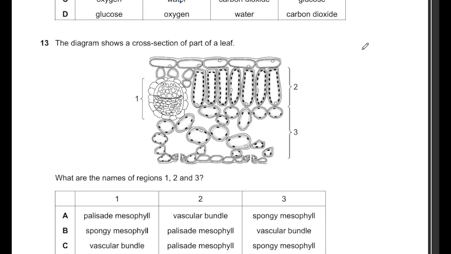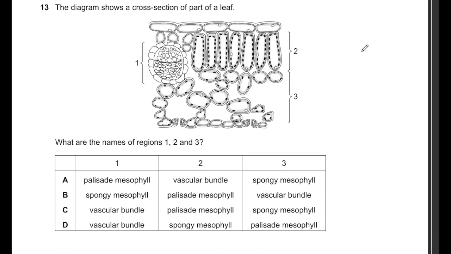The diagram shows a cross section of parts of a leaf. This is a regular question which you will find either in MCQ or in theory. In theory you will have to label the parts, or give the function of 1 or function of 2, something like that, for 3 marks. Here we have a cross section of a leaf, and what are the names of region 1, 2 and 3?